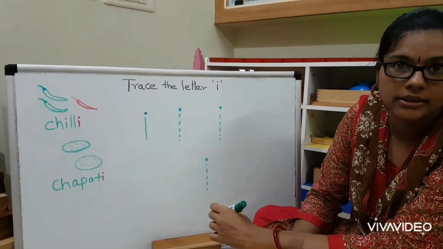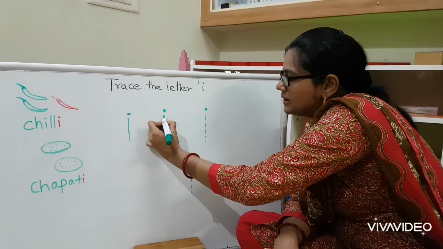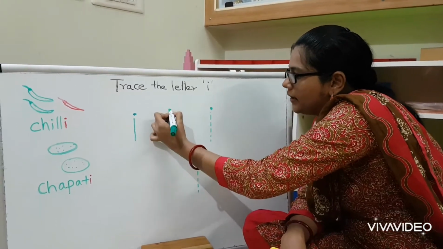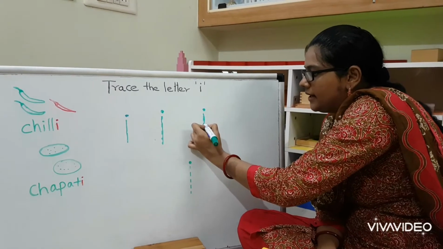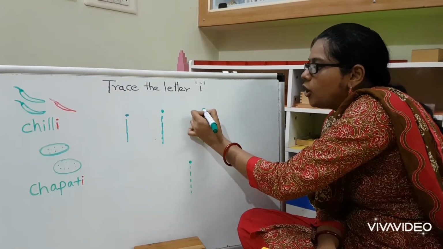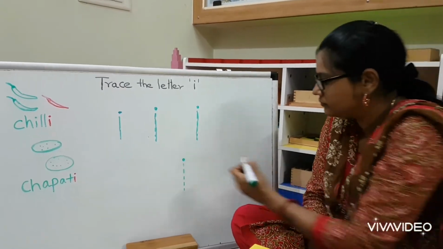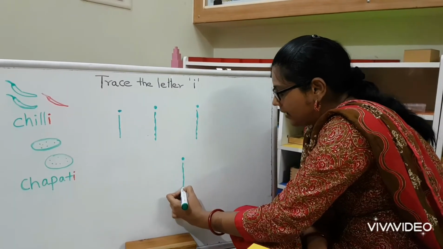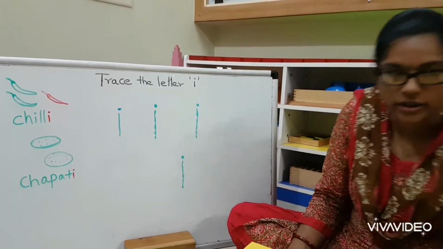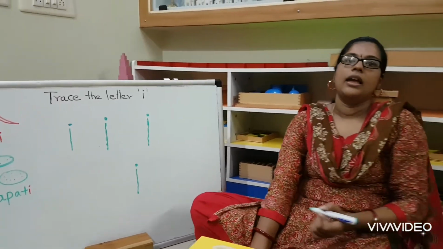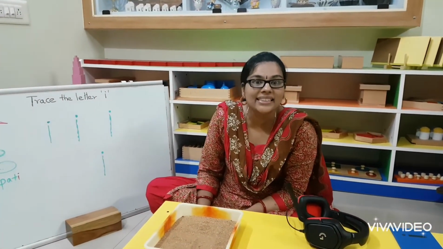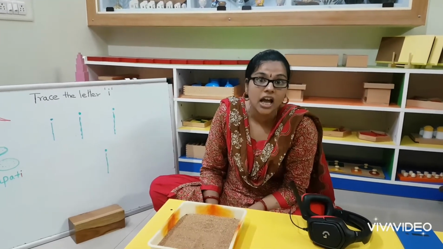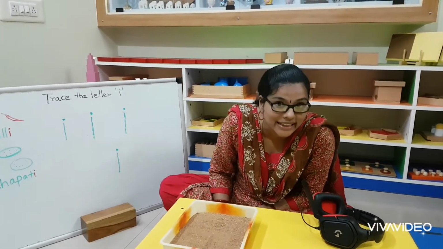Shall we do it again? Standing line and a dot. E. Standing line and a dot. E. Standing line and a dot. E. As in India, idli, chapati, chilli, puri, roti.